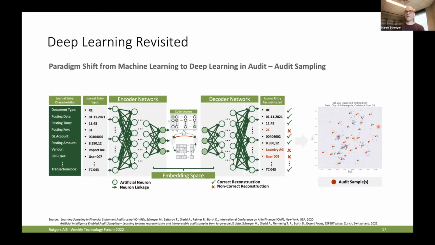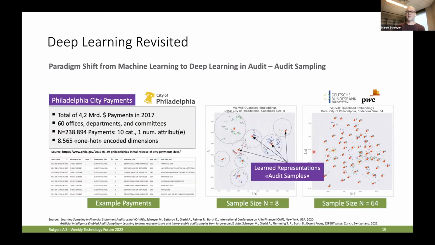And here we see one example. For example, we see here this two-dimensional latent space that was learned, and we see here the colors. These are the journal entries, and then we see these red dots. So these are the ones that present a representative audit sample for a particular manifold, for a particular population of journal entries that we see here in the data set. So here the idea is really to learn in parallel also some kind of representative audit sampling.